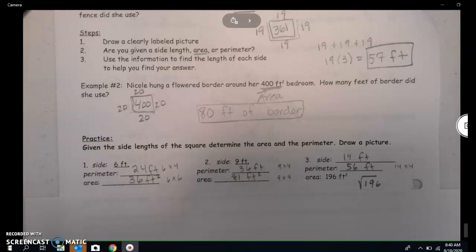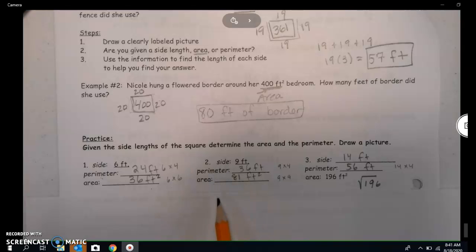All right, let's take a look and see how you did on problems 1 through 3. So if you look at number 1, you can see we're given a side. So if we wanted to find the perimeter, again, the perimeter means add up all the sides. So we are going, all right, 6, 6, 6, 6, or 6 times 4, which is 24 feet. Remember, when you're dealing with perimeter, your units are just feet or centimeters or inches, no squared. The area, again, is 6 by 6, so that's 36 feet squared.